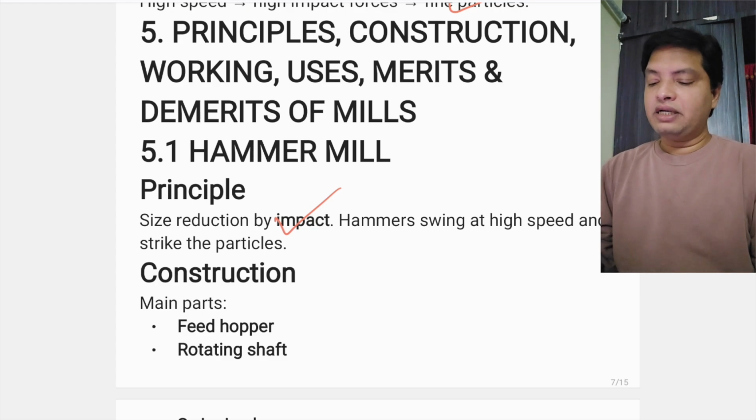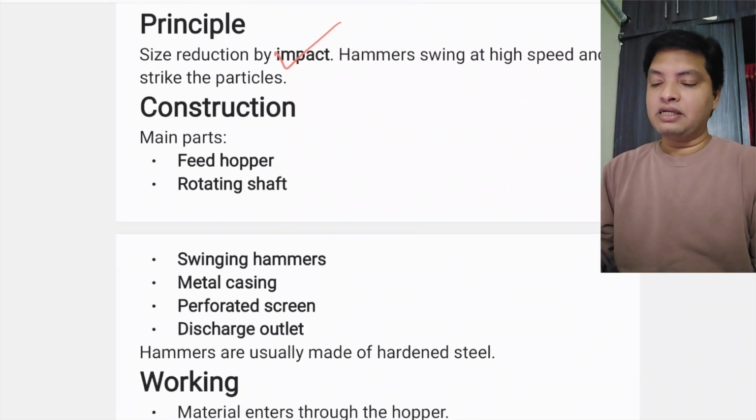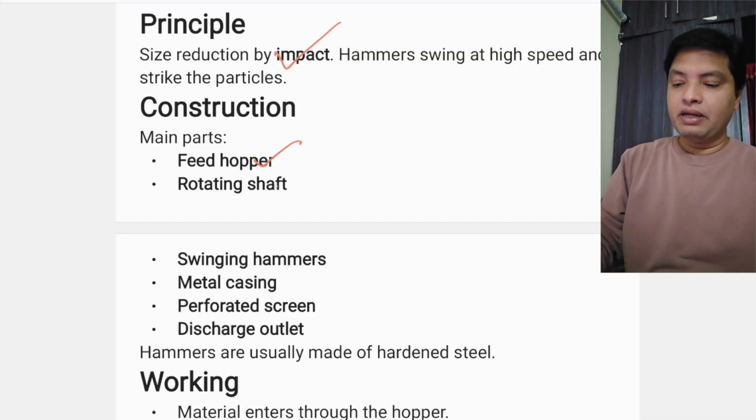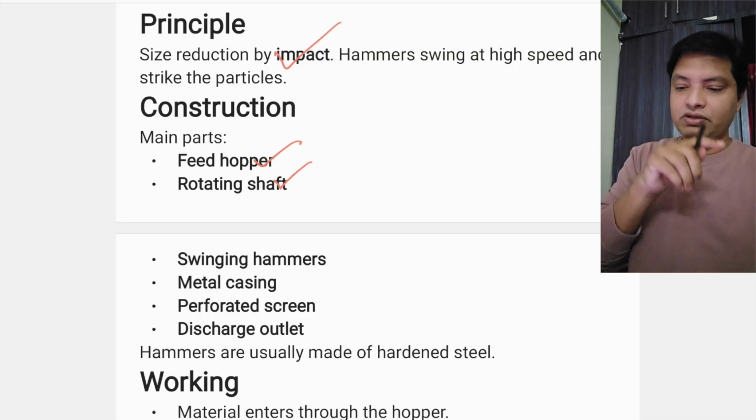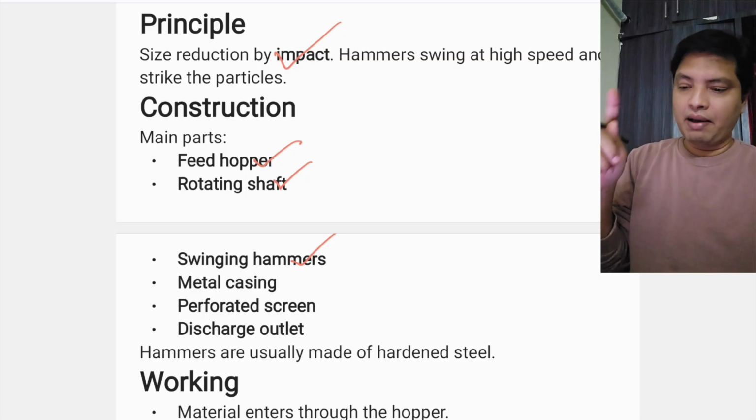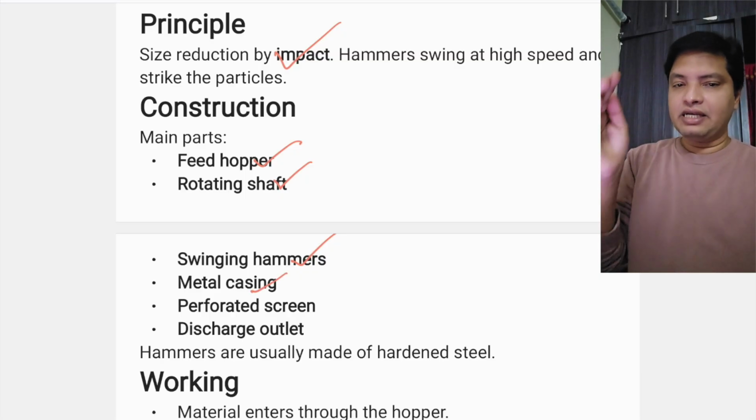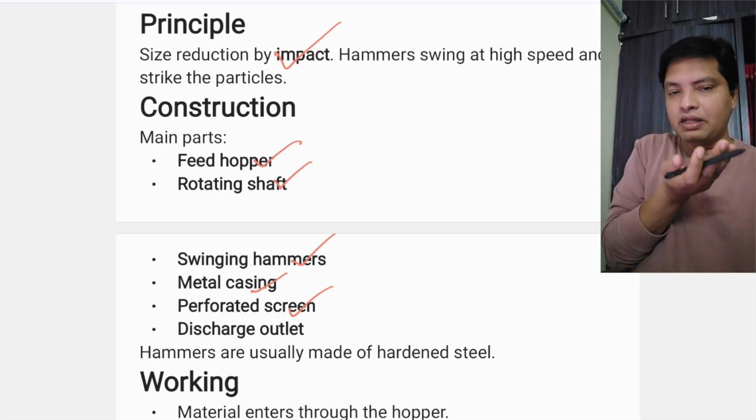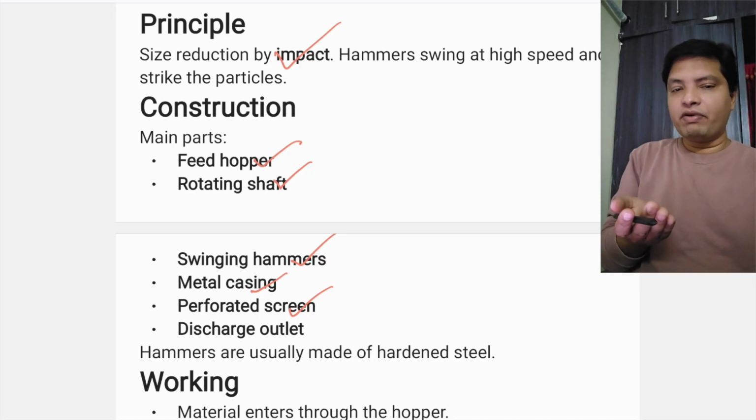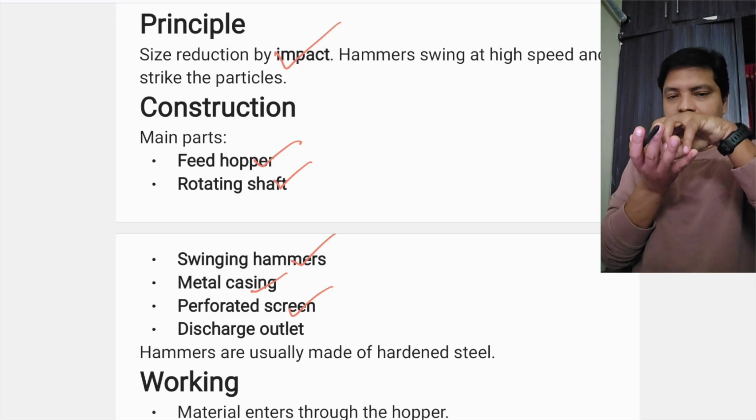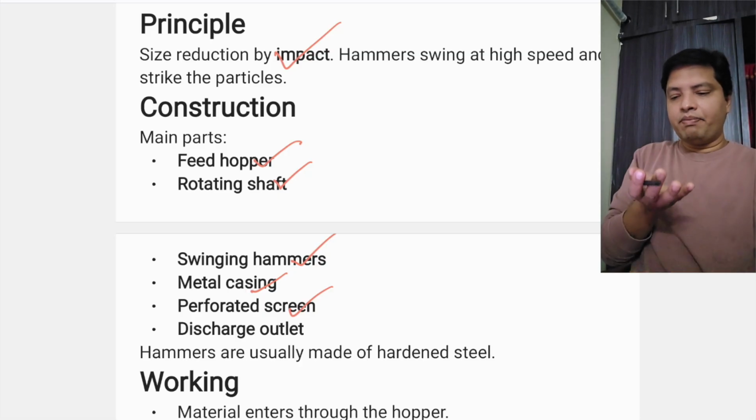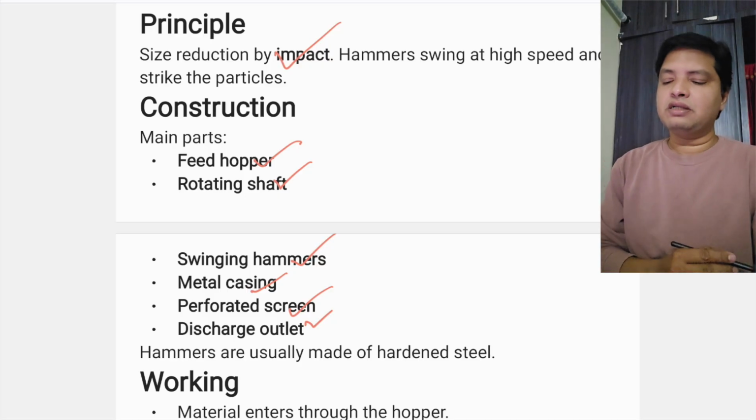Size reduction in the hammer mill is due to impaction. Construction: we have a feed hopper from where the material comes in. We have a rotating shaft, and hammers which are rotating. A metal casing will be there around this, and a perforated screen will be kept at the bottom. Whatever particles have been size reduced will come out through the perforated screen. And we have a discharge outlet.